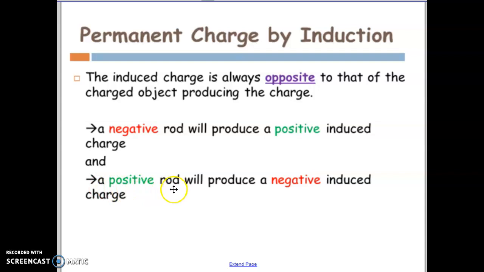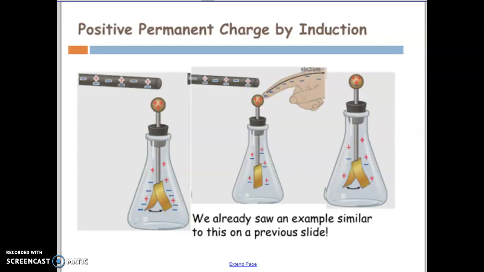If you're using a positive rod on a neutral pith ball, at the end of that permanent induction, the pith ball will be negative, because remember, electrons will actually move into the pith ball because they are attracted to that rod. So the final charge that you are creating will always be the opposite of whatever rod you are using to do it with.